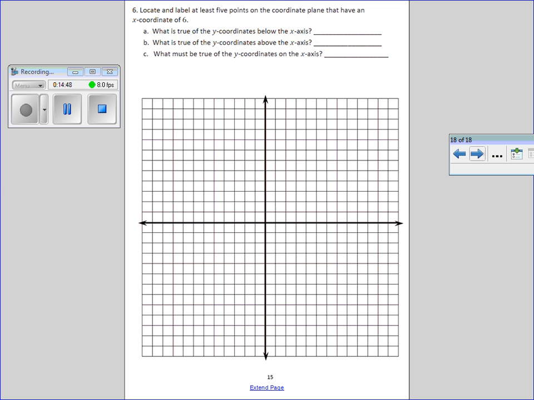All right, number 6. Another great question. It's another one where it gets you thinking a little bit. You have to pick any 5 points on the coordinate plane, the criteria being they have to have an x-coordinate of 6. So I don't know if it helps you before you plot it. Give me 5 points whose first coordinate is 6. Just give me something. Let's do it.